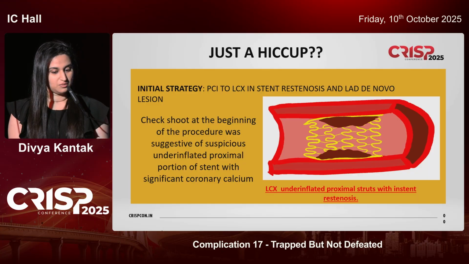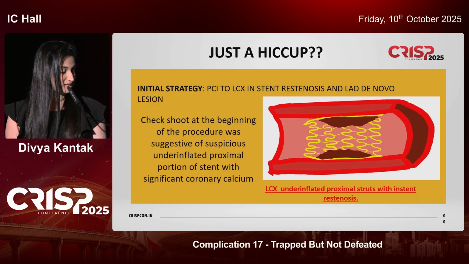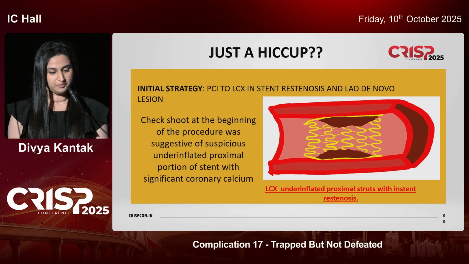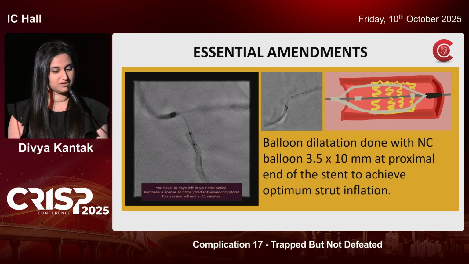However, we faced a hiccup right at the start. During the check shoot at the beginning, we noticed a suspicious underinflated proximal portion of the stent with significant coronary calcium, as can be seen in the animated diagram. So we had to do some essential amendments. We did balloon dilatation with a non-compliant balloon at the proximal end of the stent to achieve optimum strut inflation.